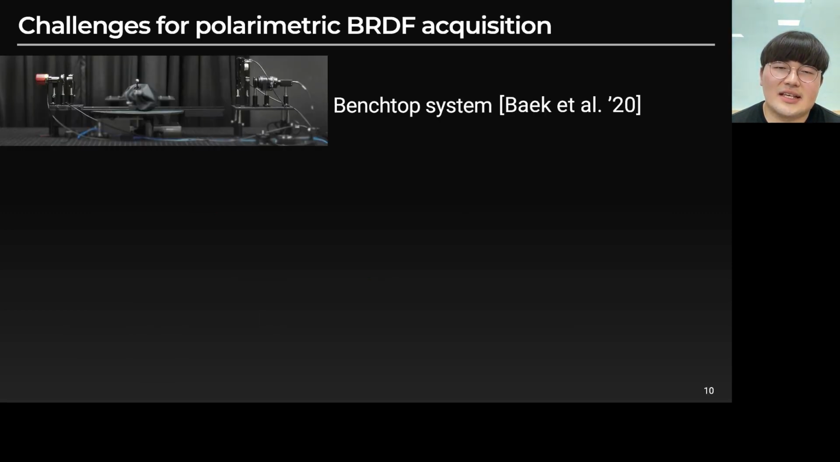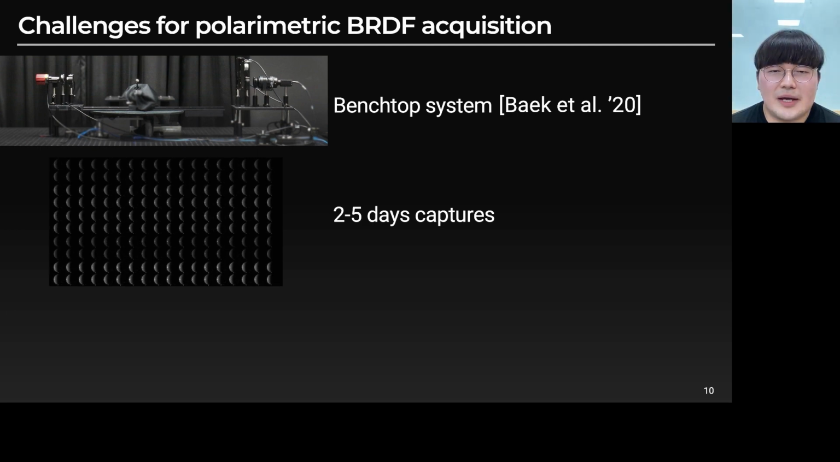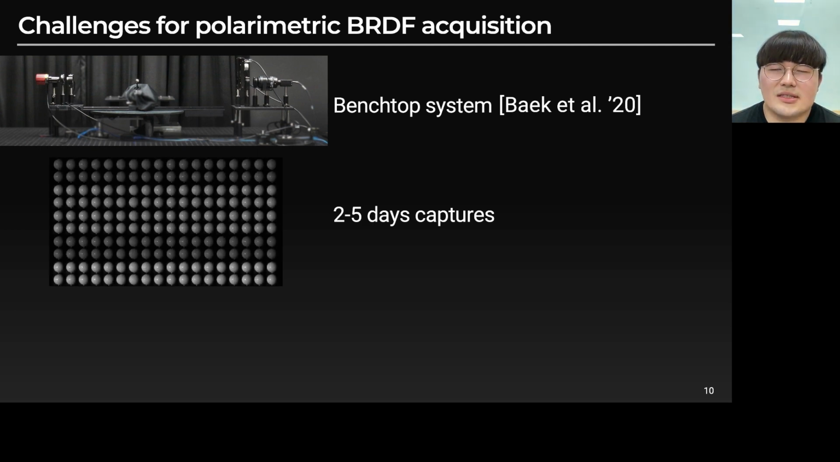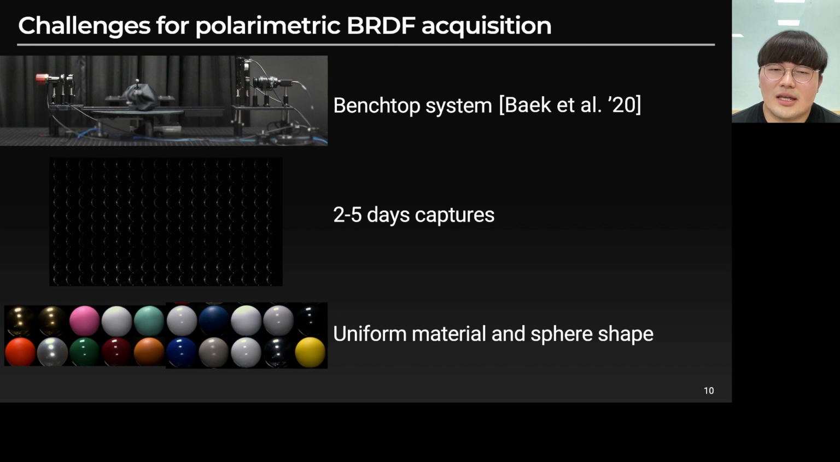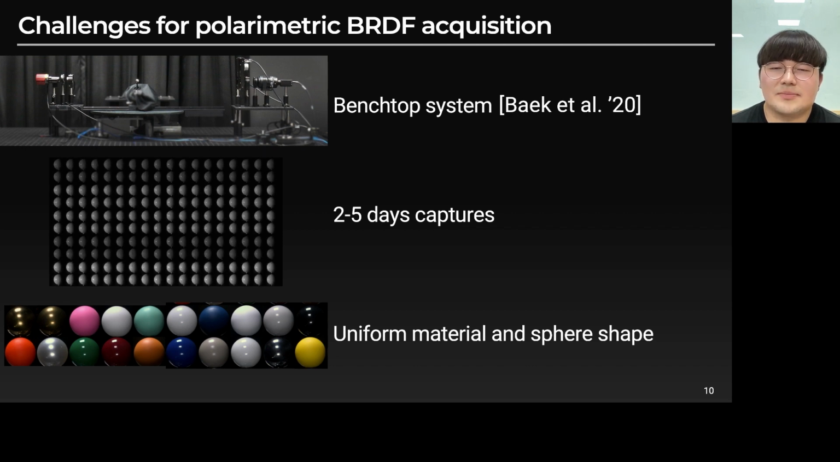Ellipsometry requires dense samples of geometry and polarimetric angles of optical elements. The existing image-based ellipsometry has been built in a very professional benchtop setup, the calibration of which is very fragile. It takes 2 to 5 days to capture one single material and can handle only a perfect sphere object.